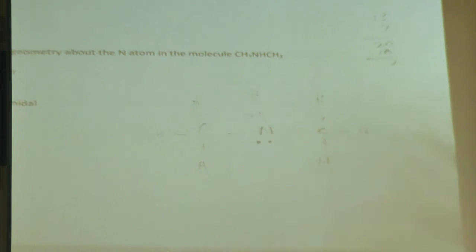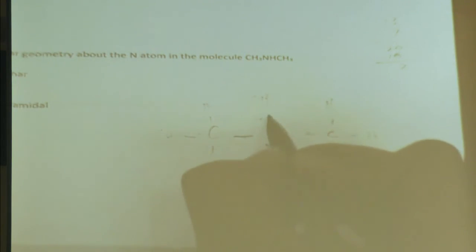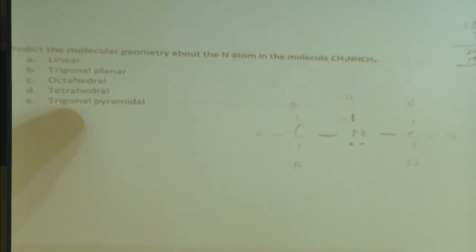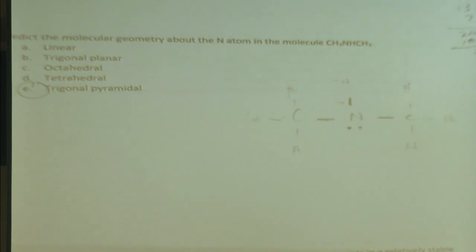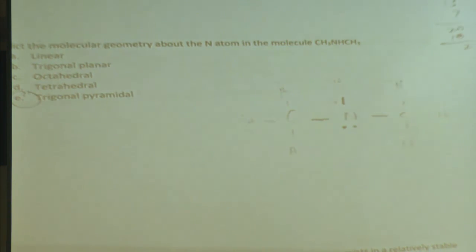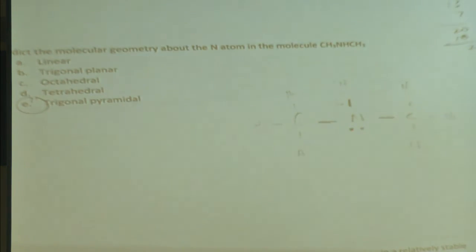What is the molecular geometry of this nitrogen? That's hard to see, sorry. It's going to be trigonal pyramidal. 4 electron groups, 1 lone pair, trigonal pyramidal. And what about these 2 carbons? Tetrahedral, yeah. What about these ones?